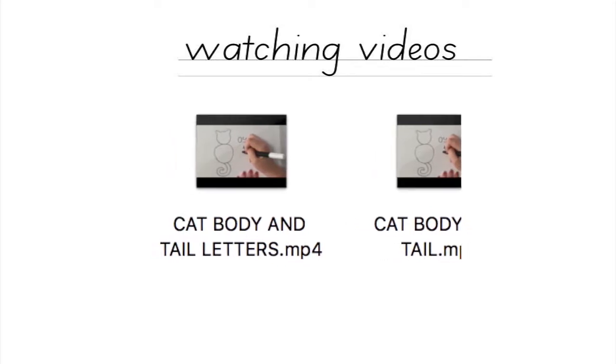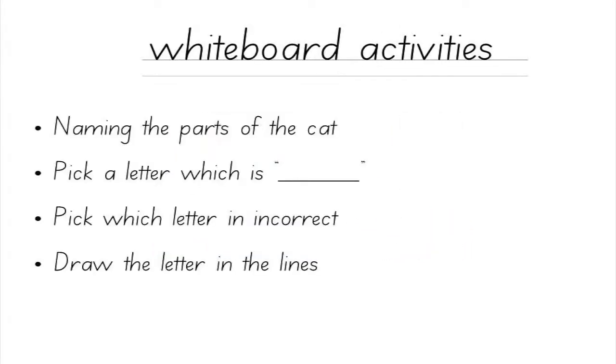Another idea is to incorporate some whiteboard activities with the whole class before writing. So this could include drawing up the lines, the 3 lines onto the board, and then drawing a cat and having students point out different parts of the cat. Additionally, you could draw some letters next to it and ask someone to come up and point out a cat body letter or a cat body and tail letter. You could draw some letters incorrectly and have students come up and pick which ones are not sitting on the line or not sitting in the areas that they should be.